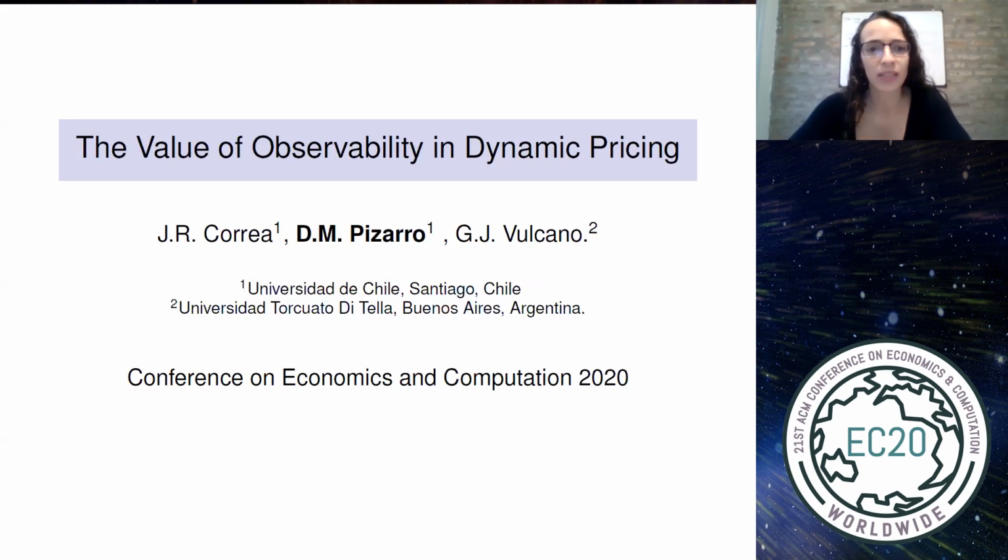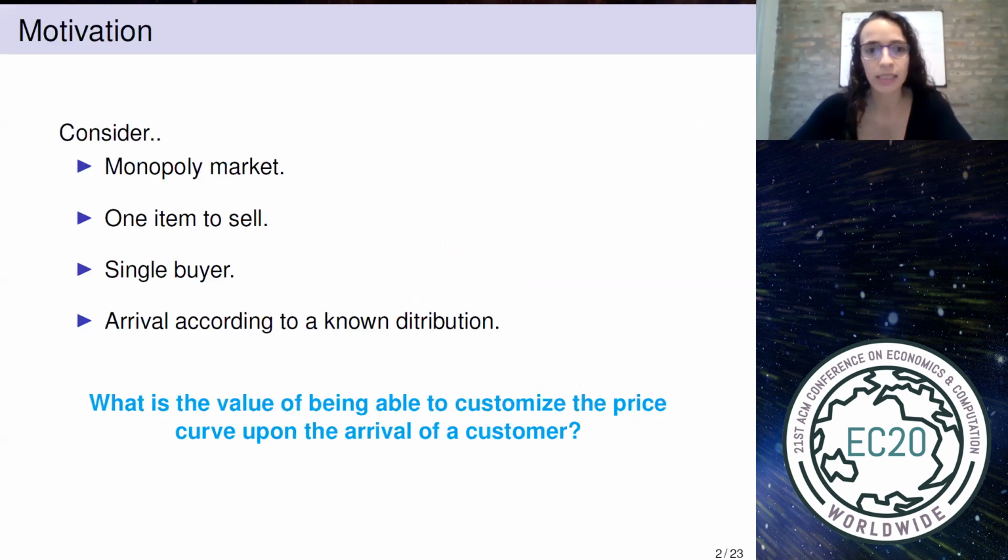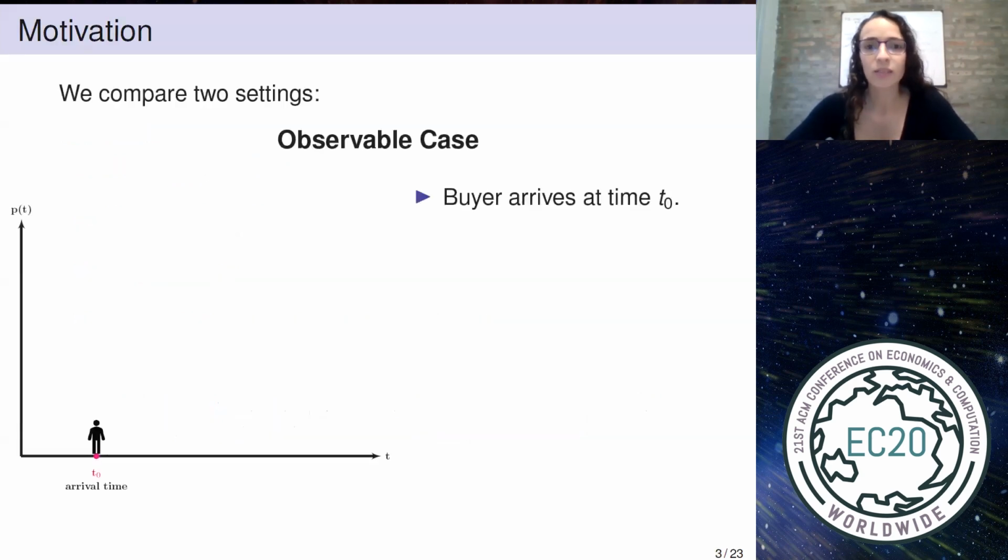So to introduce and understand what the value of observability is, let's consider a monopoly market with one item to sell to a single buyer who arrives according to some distribution. So the main goal of the work is to understand what's the value of being able to customize the price curve upon the arrival of the customer.